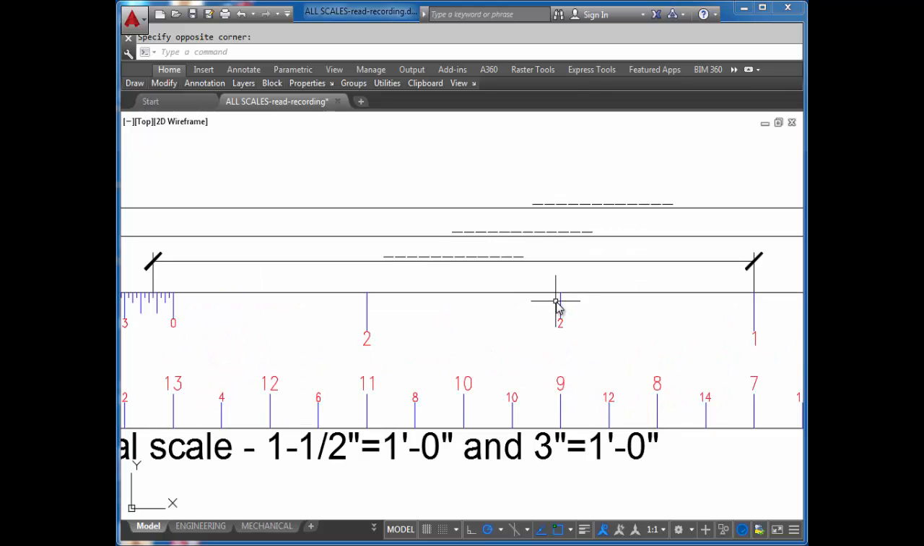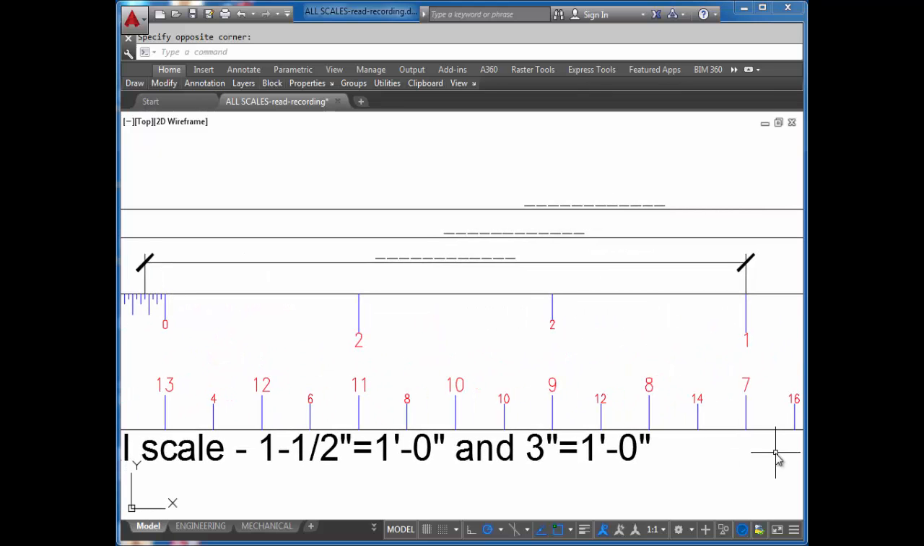I will zoom out so we can see our first dimension, and we want to use the same system that we've been using for the other scales. We have to pay attention to which numbers we're using to measure with that scale. So the 0 here is lined up with this 2 over here, so this must be 0 feet, 1 foot, 2 feet, 3 whole feet.